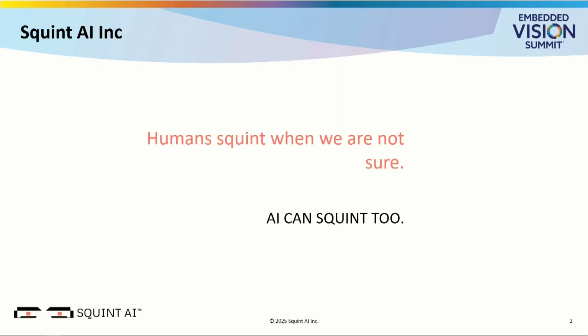Humans squint when we're not sure. AI can squint too. That is our tagline. But it is actually a lot more than that. This is how we fundamentally see the difference between how humans process information and how AI processes information today.